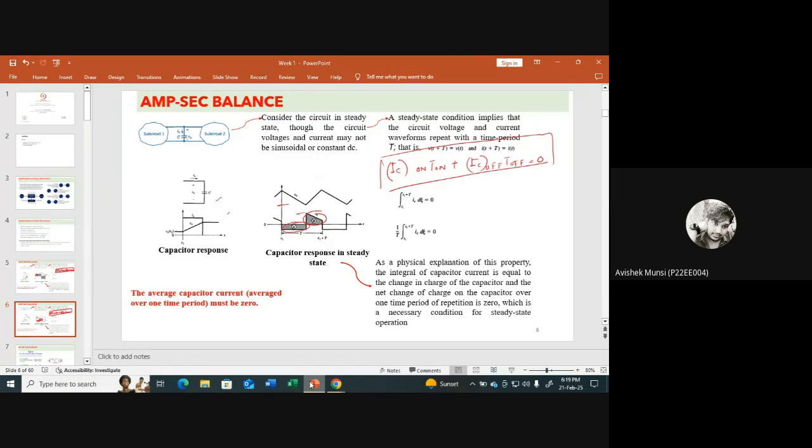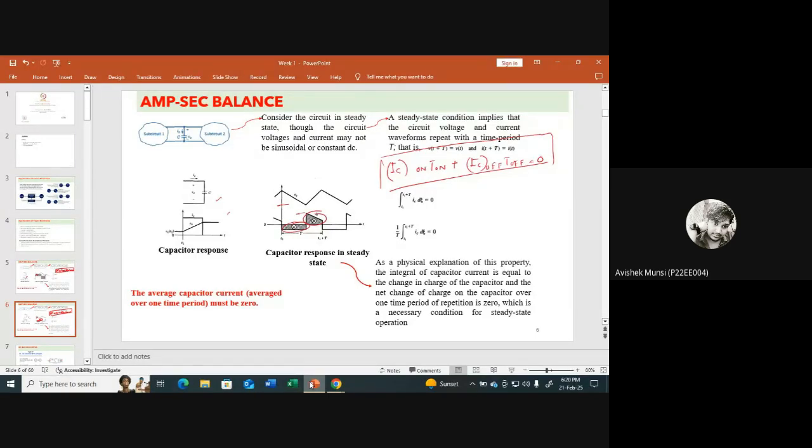How could we apply it? We apply it in that way: the I_C on, that is the T on time up to which the capacitor current remains on, plus the time up to which the capacitor current remains off, the sum of it will be zero.